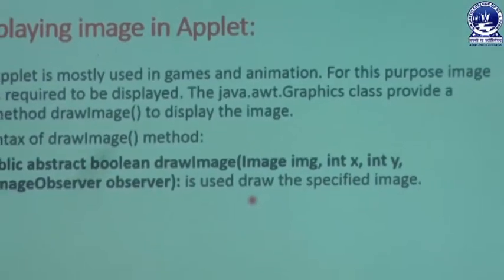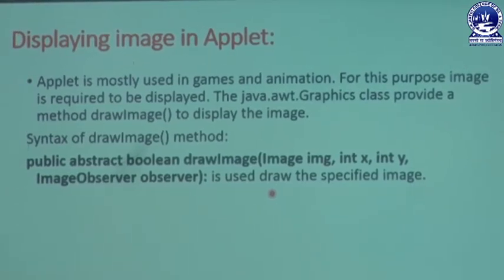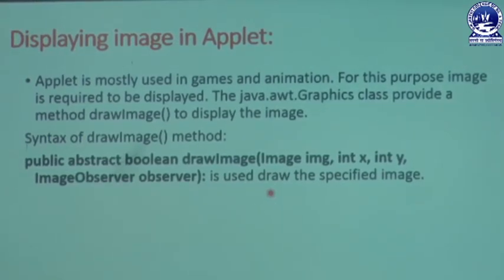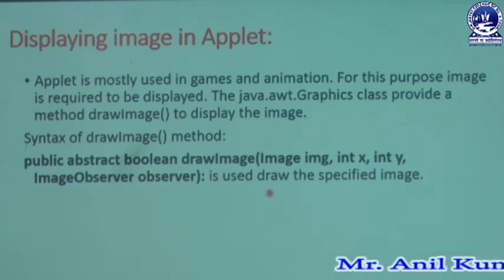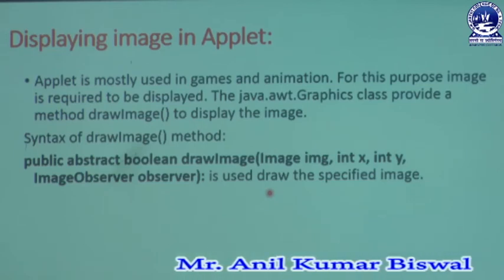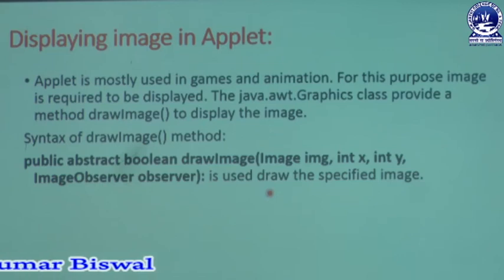Applet is mostly used in games and animations. That is the specialty of the applet program, especially designing any type of game application or any type of animation in our programming. For this purpose, an image is required to be displayed. That's why the java.awt.Graphics class is added in that program. That Graphics class belongs to the AWT package. Inside that package also we have a method named drawImage method.